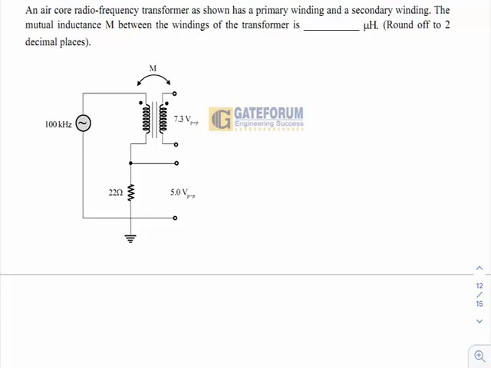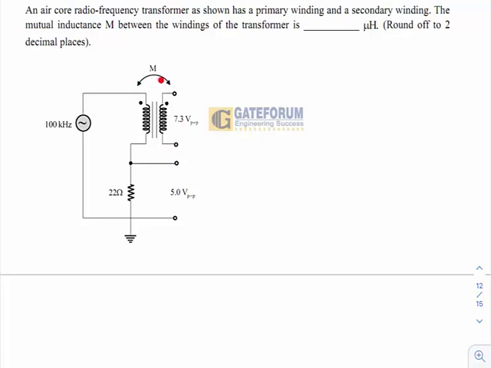Okay, so now here, as you can see, a sinusoidal source of frequency 100 kilohertz, that is a radio frequency, very high frequency, is connected to the primary winding of this transformer and a resistance is also connected to it in series. Okay, and this is the secondary winding that has been shown to you.